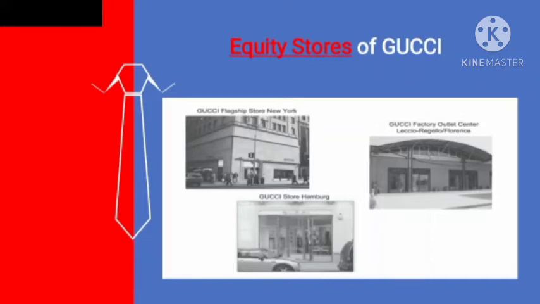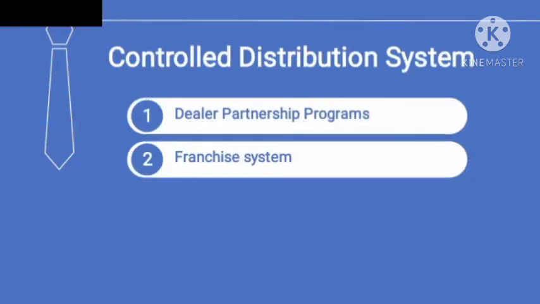Let us proceed to the other kind of distribution system, which is the controlled distribution system, which is composed of dealer partnership programs and the franchise system. Dealer partnership programs are a long-term partnership contract in which the manufacturers offer a limited support package including, for example, marketing, advertising, training, and IT to the participating dealers. The concepts are often viewed as customer loyalty programs for independent dealers through which the company can rapidly increase its retail presence.